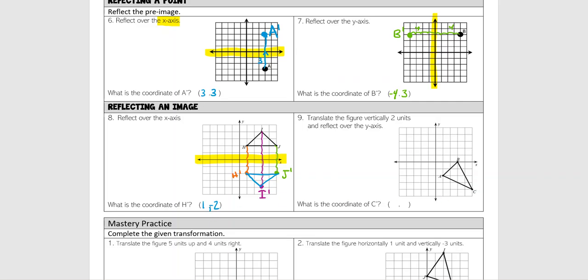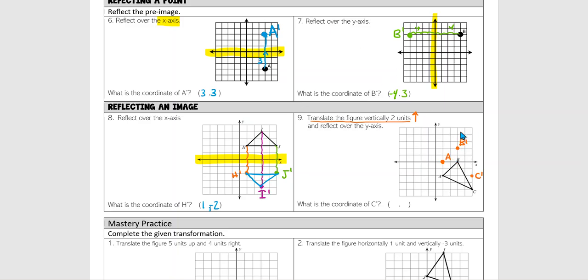Our last example here combines 2 different transformations. So the first is to translate the figure vertically 2 units. So we're going to move everything up 2 units, and then we'll come back and do the second part. So up 2, we come up 1, 2. This is B prime. Up 2 is 1, 2. This is C prime. Up 2 is 1, 2. And that's where A is going to be.